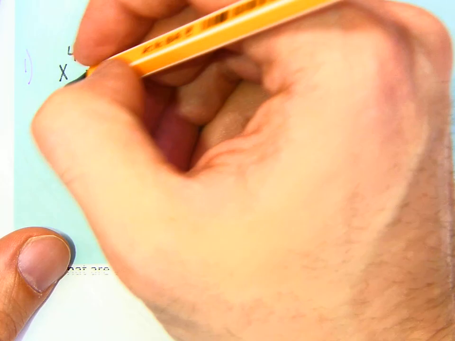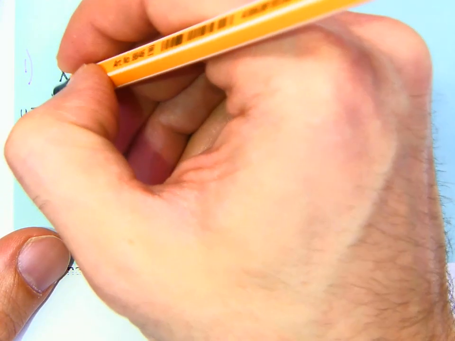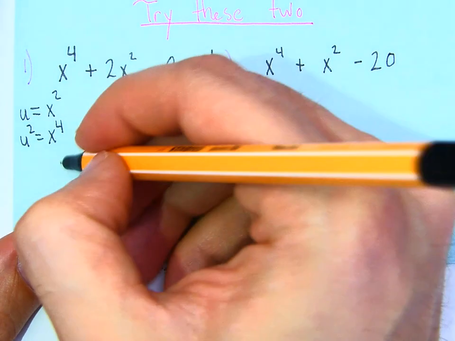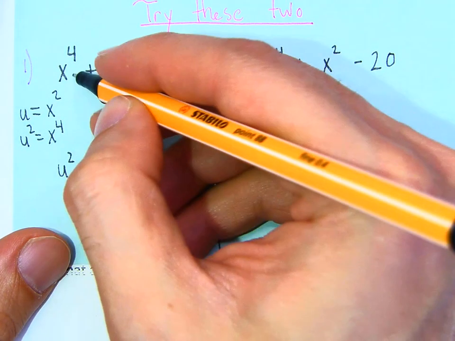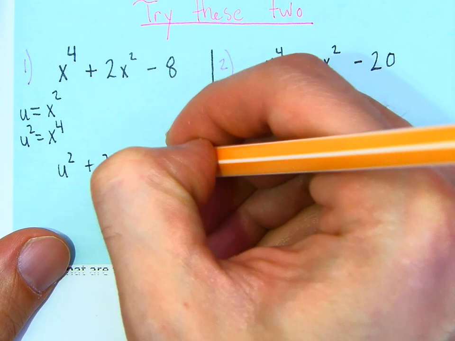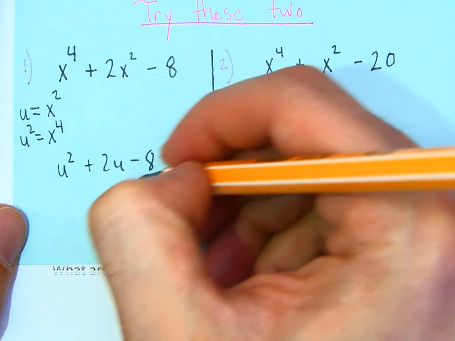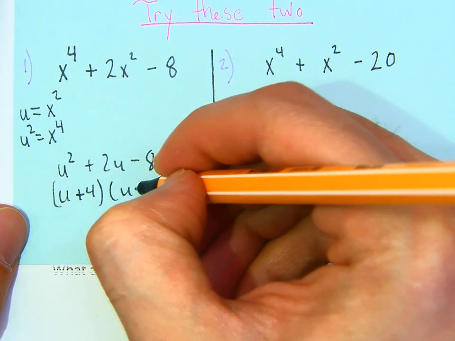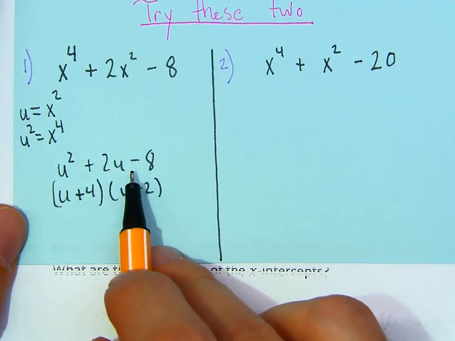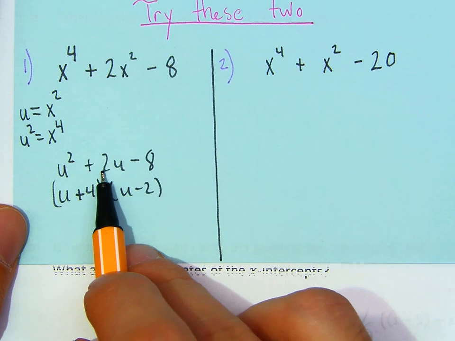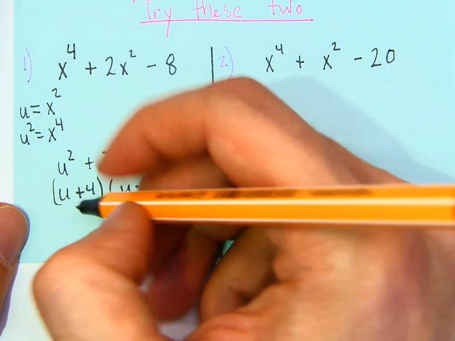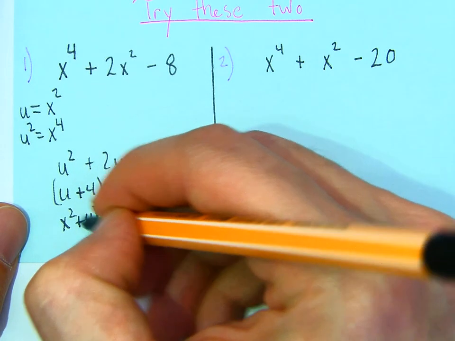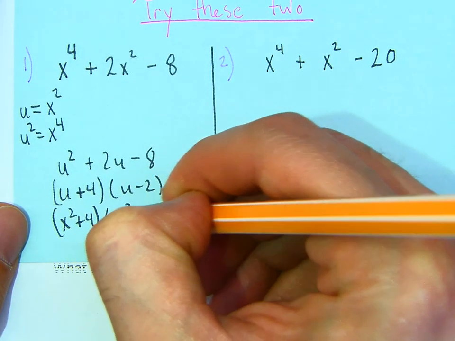How does this work? Well, all right, you say u is equal to x squared, so u squared is equal to x to the fourth. Then I just substitute: u squared is x to the fourth, plus 2u minus 8. But then how does this factor? It's u plus 4, u minus 2, because you say what two numbers when you multiply give you negative 8, but when you add give you positive 2, it's these two. But then what does u equal? u is equal to x squared, so you say x squared plus 4 and x squared minus 2.